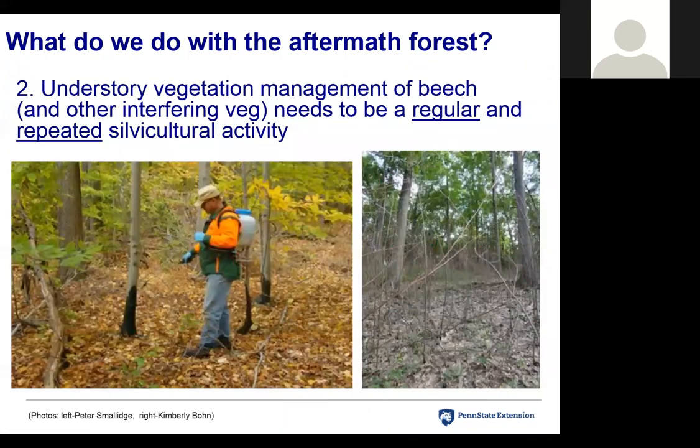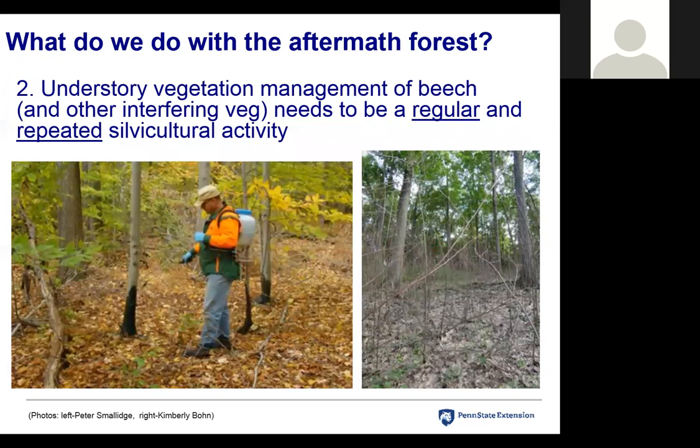And I think I'll also make this point in terms of dealing with beech in our aftermath forests, is that, like a lot of other interfering vegetation, this vegetation management of beech is really going to need to become sort of the norm. So it needs to really be a regular and repeated silvicultural activity.